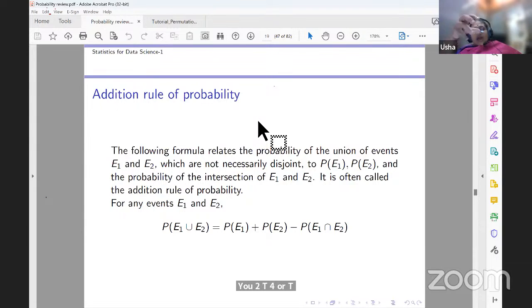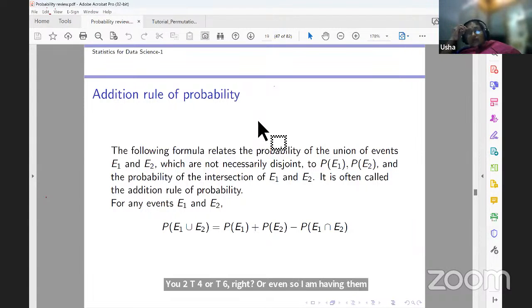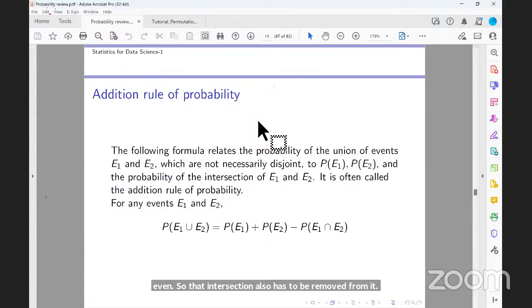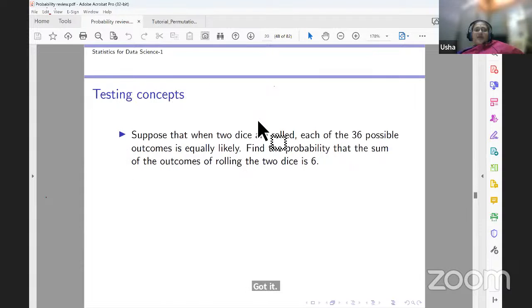Head or even. So I am having the even comes with H2, so that intersection also has to be removed from it. Got it?